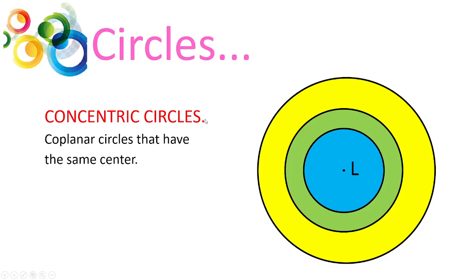Now let's go with concentric circles. So what are these? Concentric circles are just circles on the same plane, and they have the same center. They share the same center, like the blue circle L, the green circle L, and the yellow circle L. So these are concentric, and maybe you can see nice examples around you.